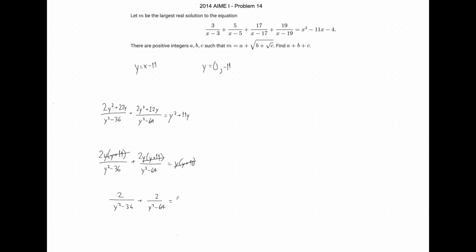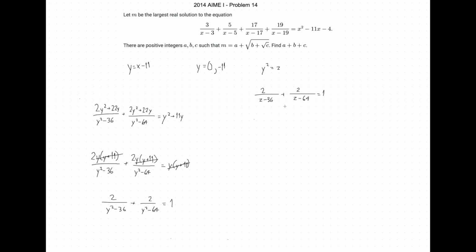equals 1. And now it only seems natural that we should substitute y squared equals z, because there's no y term in it. There's only y squared. And now we have 2 over z minus 36 plus 2 over z minus 64 equals 1. So looking at this equation, we want to multiply through by z minus 36 times z minus 64.